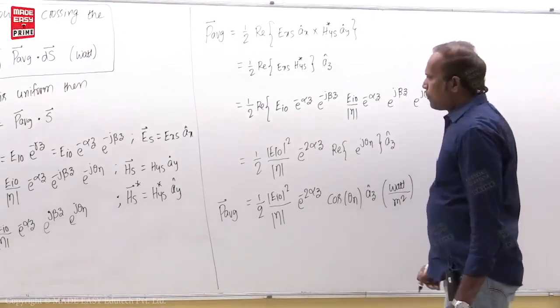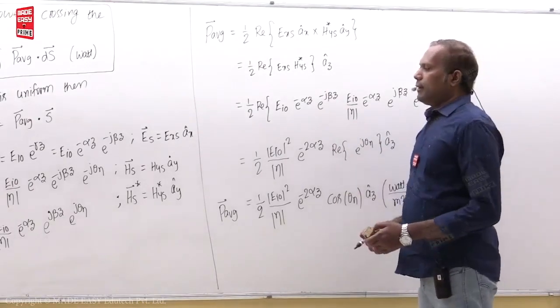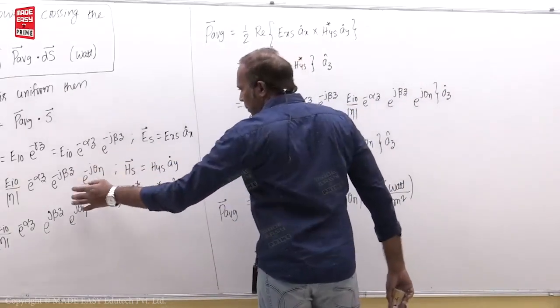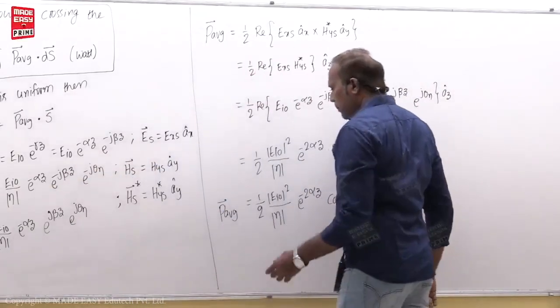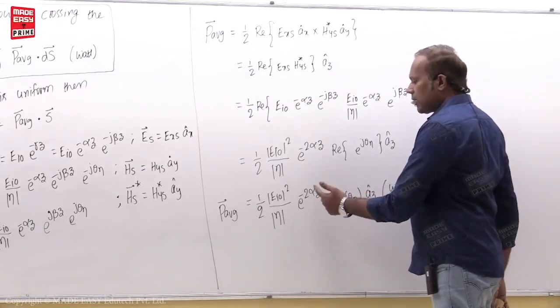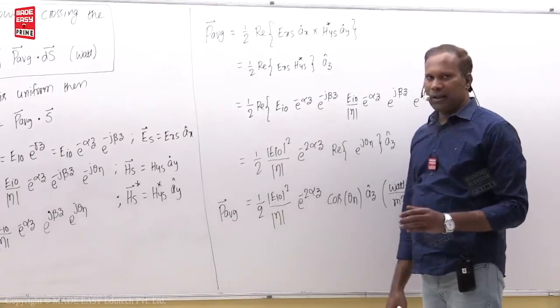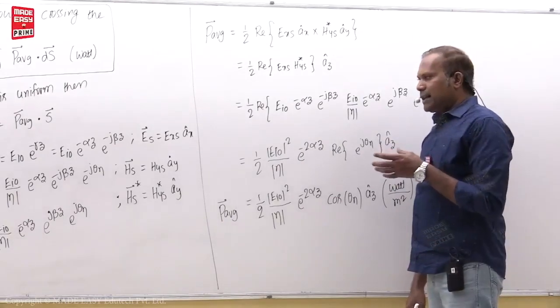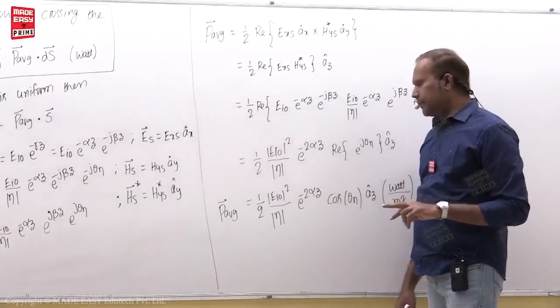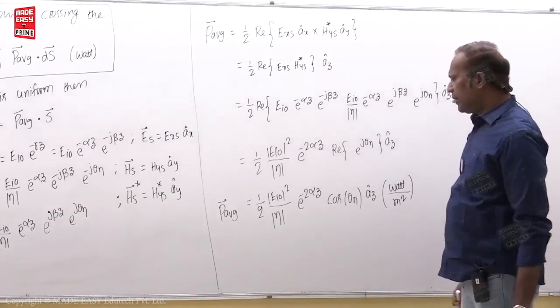Dear students, electric field is proportional to e^(-alpha z). Magnetic field is proportional to e^(-alpha z). But power is proportional to e^(-alpha z) whole square, that means e^(-2 alpha z). So power decreases faster than electric field or otherwise magnetic field.